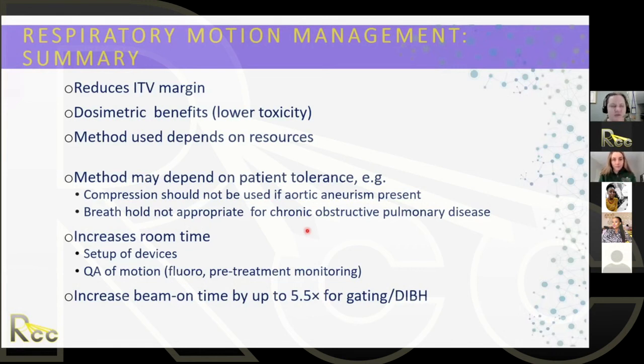So I mentioned compression should not be used if you have an aortic aneurysm in your patient. Breath hold may not be appropriate for a patient with chronic obstructive pulmonary disease. You need to adjust for room time because you also have setup of devices. You need to QA that your motion is the same as at simulation, and you have a duty cycle issue with the gating and breath hold that increases your beam on time.